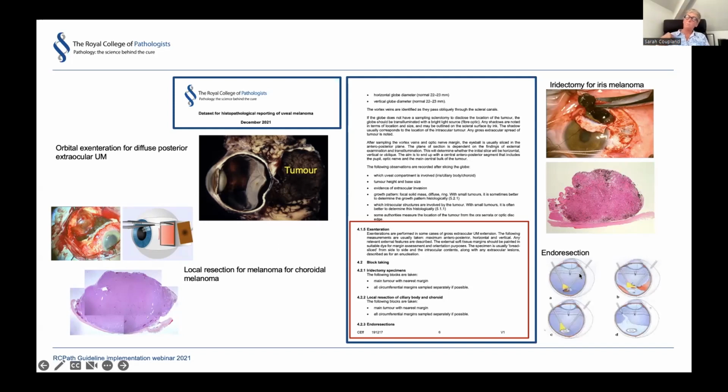Also, quite rarely, we do receive endoresections, where the tumor is vacuumed up and tiny little fragments of the tumor are sent in universals and cell blocked, and then the histological workup is the same. However, obviously we cannot report anything to do with resection margins in such specimens.